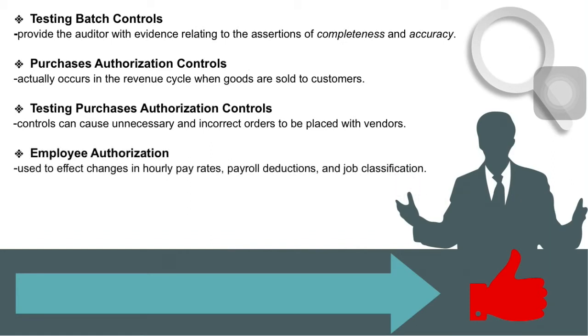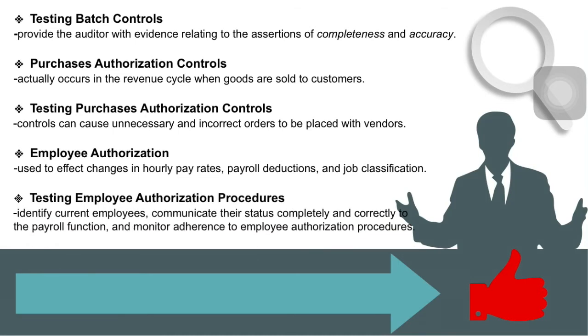Employee authorization. It is used to effect changes in hourly pay rates, payroll deductions, and job classification. We have testing employee authorization procedures. It identifies current employees, communicates their status completely and correctly to the payroll function, and monitors adherence to employee authorization procedures.